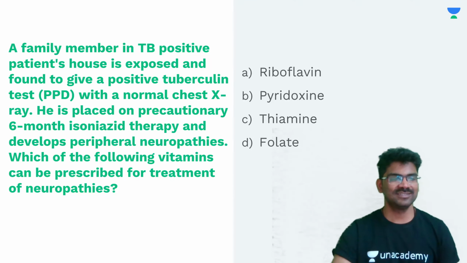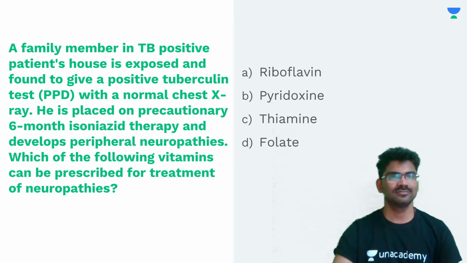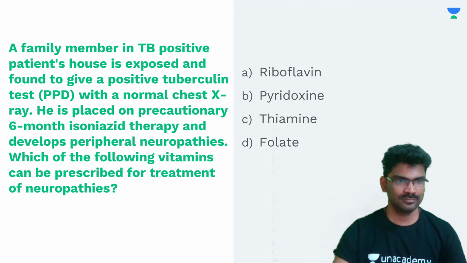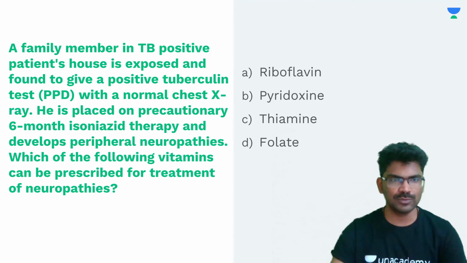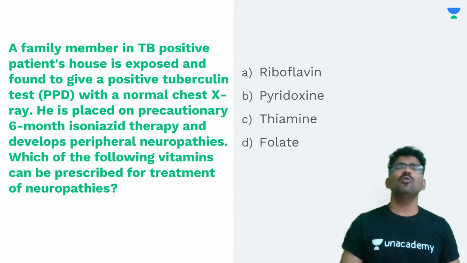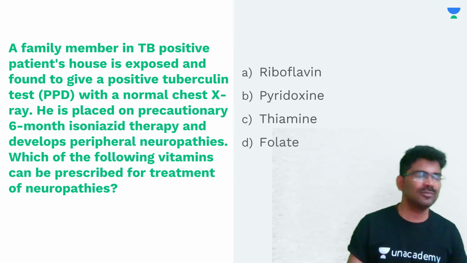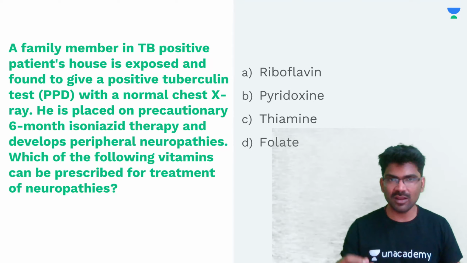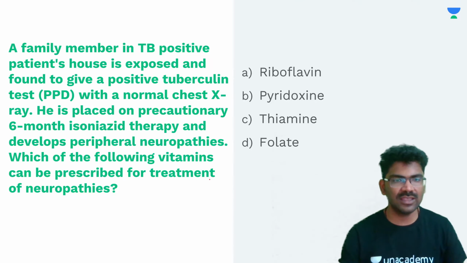Answer the next question. This is also a clinically oriented question. There are a lot of household contacts of patients of tuberculosis. It's like in India, right? Almost everyone is exposed to tuberculosis. But some develop the disease, some don't. There are a lot of host factors involved in the development of disease. So in this person, as a prophylaxis, they gave INH.